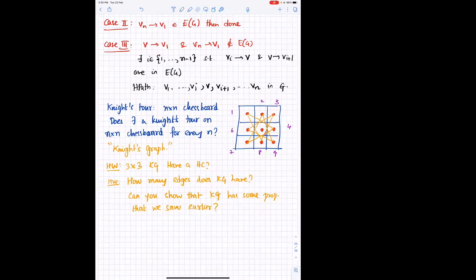So I will change the dimension. I will put 3 cross 4 or something. 3 cross 4. I didn't realize that it was there. So these questions I'll probably leave.